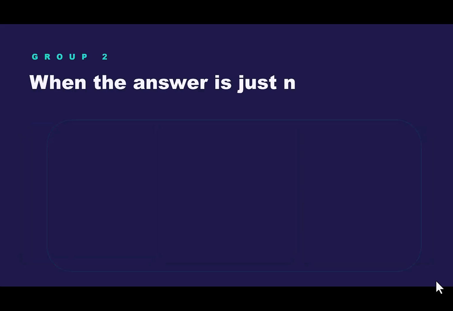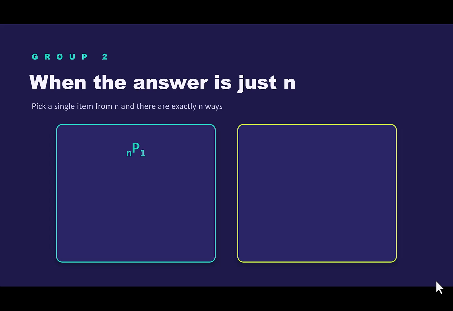Our second thing worth memorizing is when the answer is just n. And in this scenario, we're looking at picking a single item from a group of n. Again, we have a permutation and a combination. Because we're choosing one item, order is now irrelevant. So the permutation of n choose 1 and the combination of n choose 1 are both equal to n.